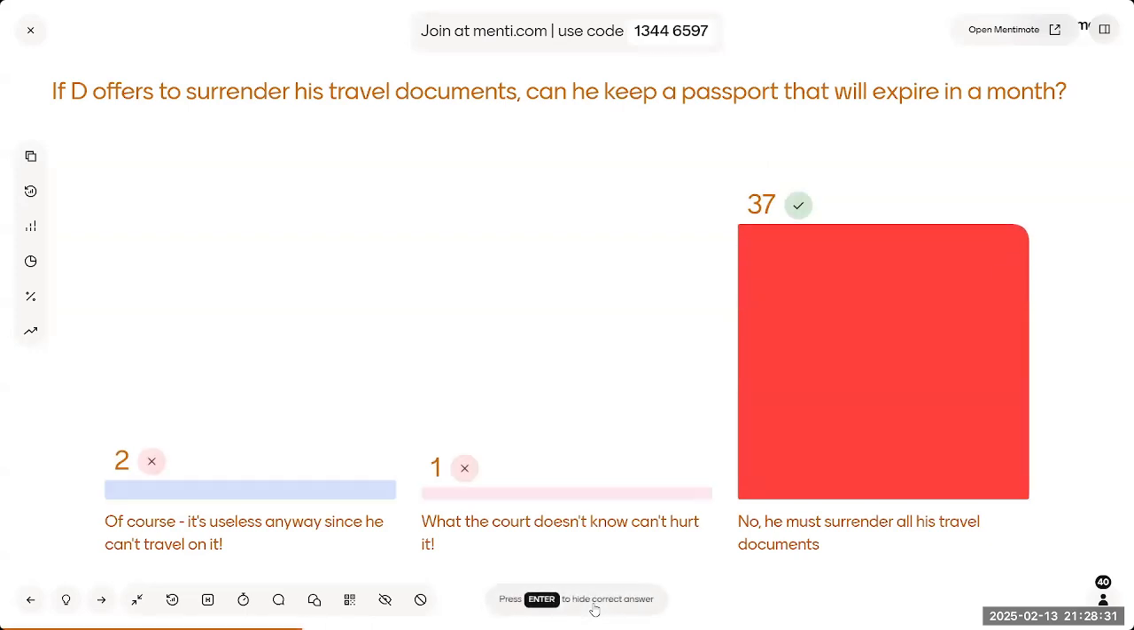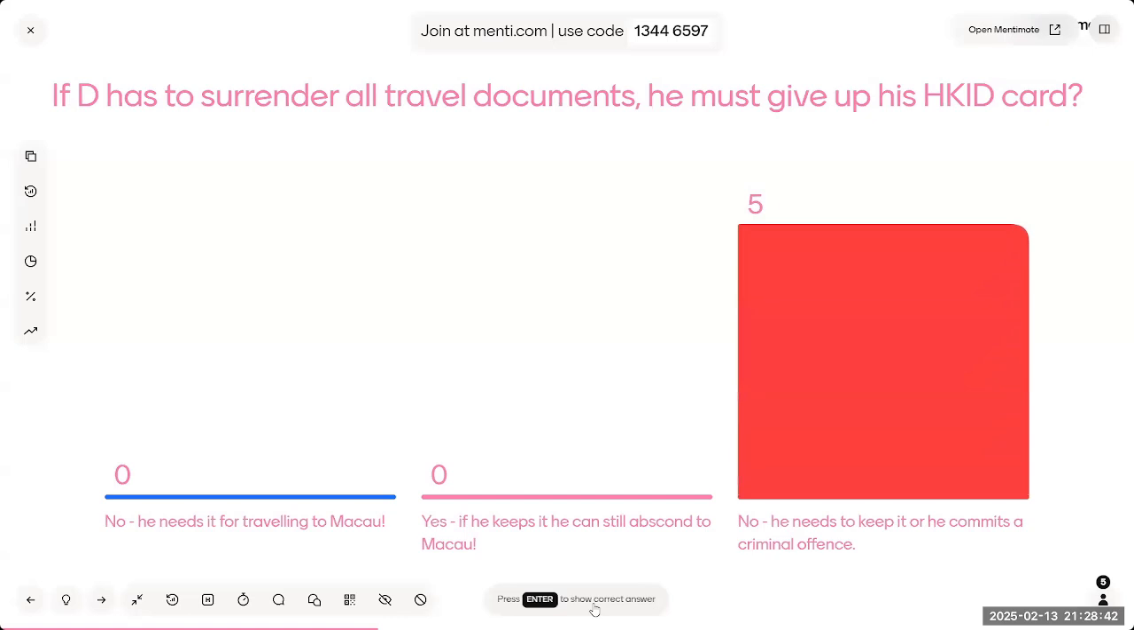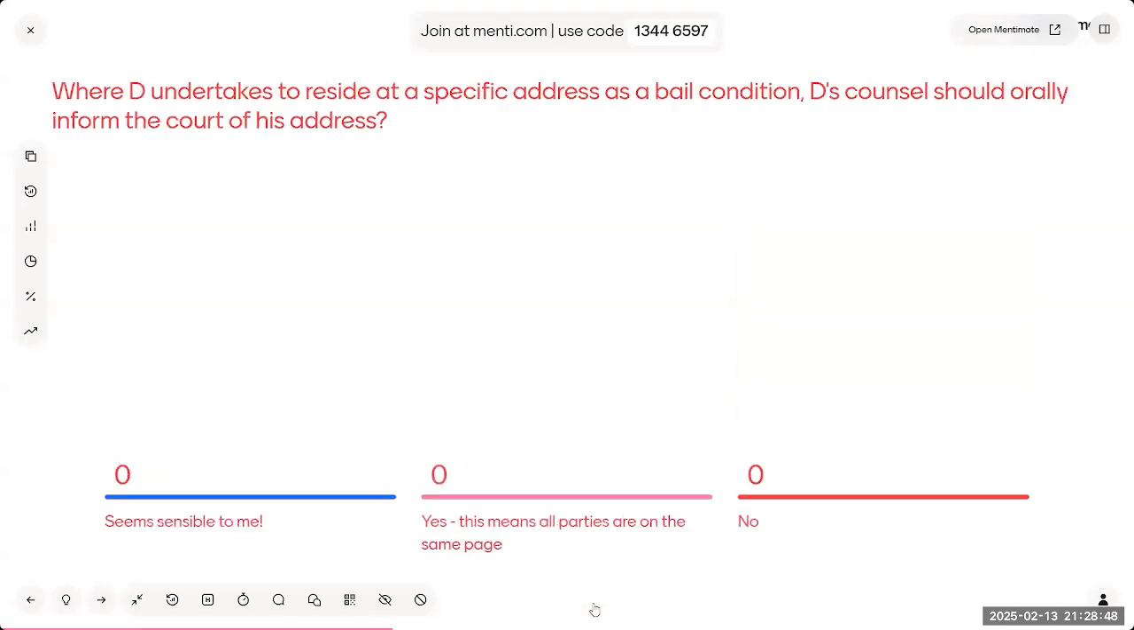So the correct answer was C. If he has to surrender all travel documents, must he give up his ID card? No, he needs it for traveling to Macau. Yes, if he keeps it, he can still abscond to Macau. No, he needs to keep it or he commits a criminal offense. We did this the other night.